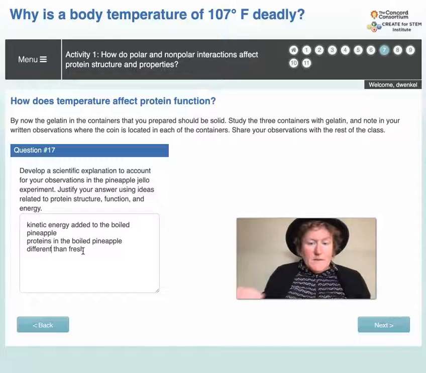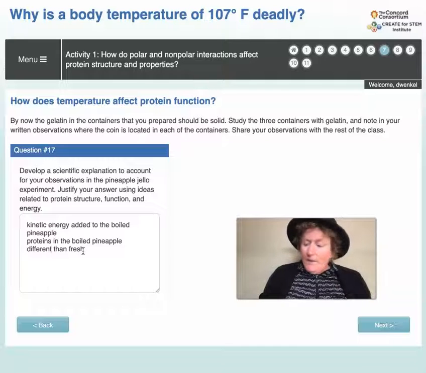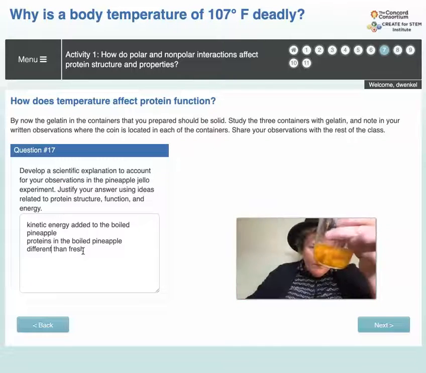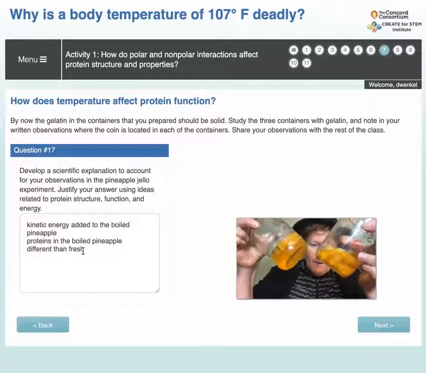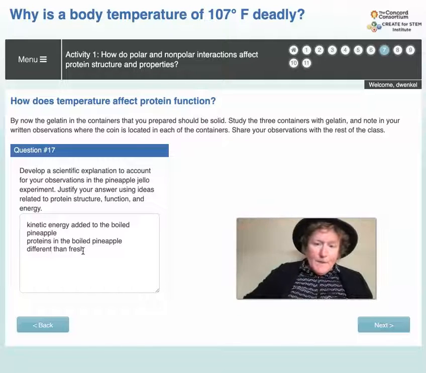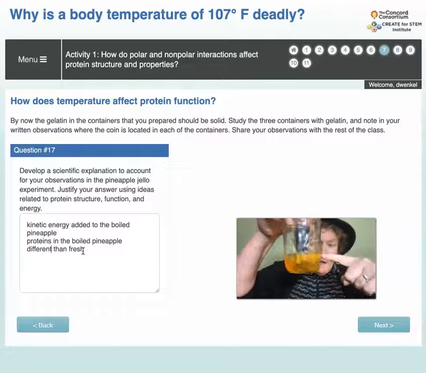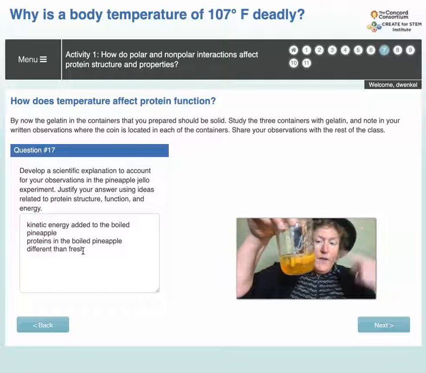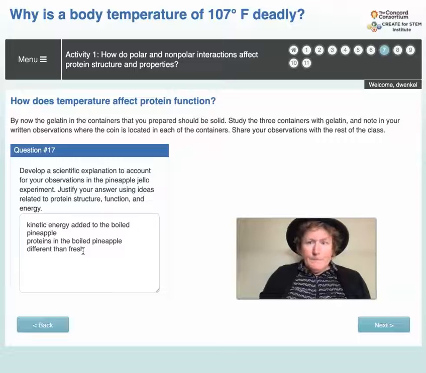So there must be something about the protein structures in the fresh pineapple that's different, which makes liquid Jello, than the boiled pineapple, which makes solid Jello. And that probably has something to do with the extra kinetic energy we added that affected the protein structure of the boiled pineapple, and how that protein structure, that enzyme structure, affected the Jello. Let's go to the next page.